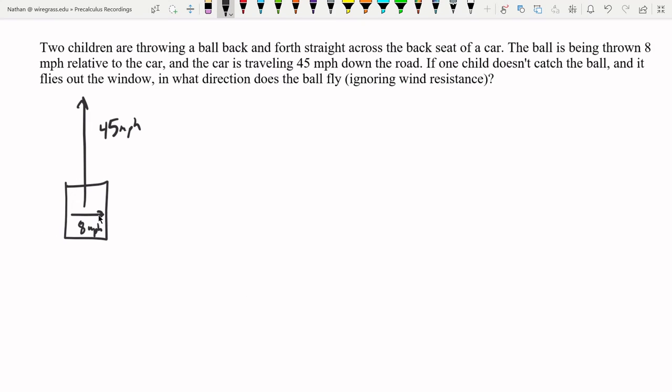Well, all that really matters is the vectors on the ball as it leaves the car. Once it's outside of the car and no longer being affected by the children throwing it or the car's motion, what is it doing? And these are the two vectors that act on the ball. So the ball is like right here. It's moving at 45 miles per hour because when a child was holding onto it, it was moving 45 miles per hour in the forward direction. But now it's also moving 8 miles per hour this way.